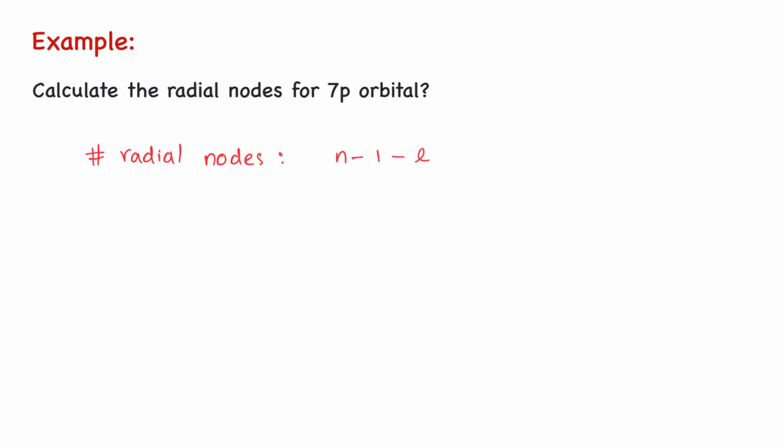The formula for the number of radial nodes is n minus 1 minus l. For the 7p orbital, the principal quantum number is 7 and the angular momentum quantum number, that is l, equals 1. Plugging the values into the formula, we get 7 minus 1 minus 1, which is 5 radial nodes.